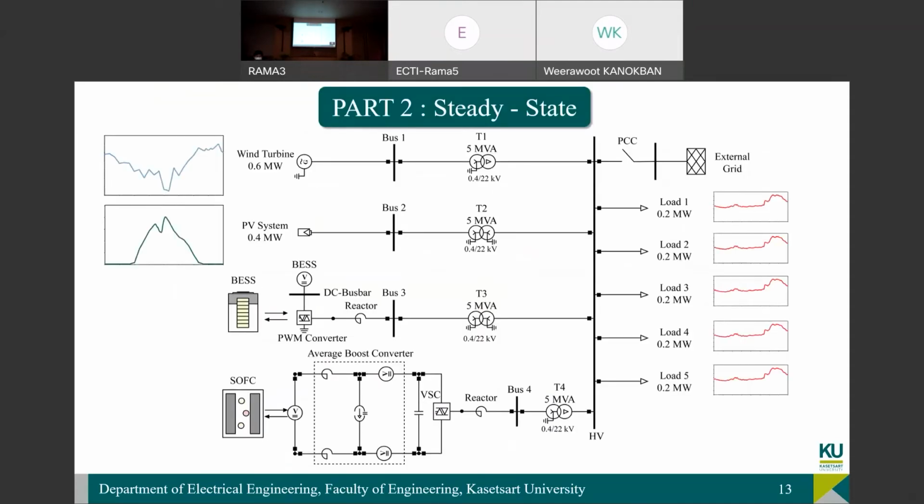Next, we simulate 3 states. We use 24-hour data of the wind turbine and PV system. The load also uses 24-hour data too.